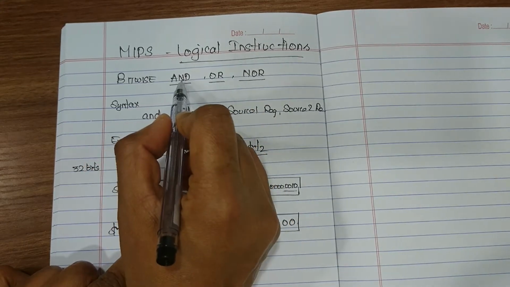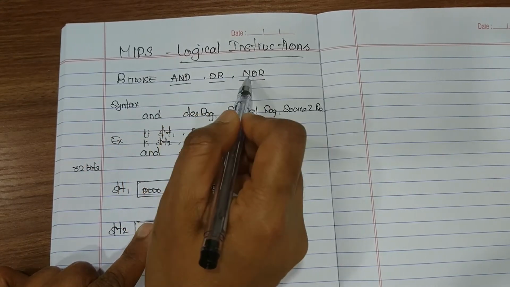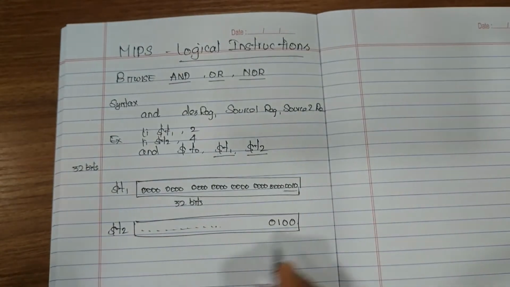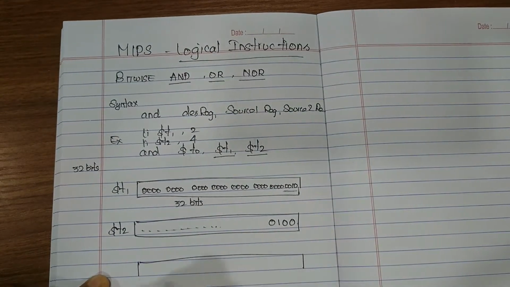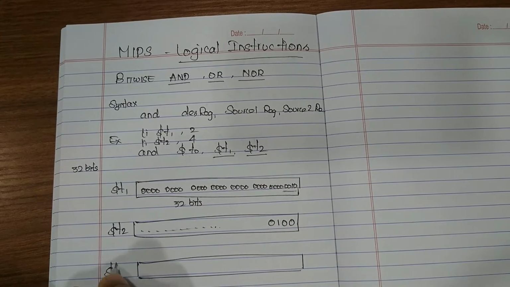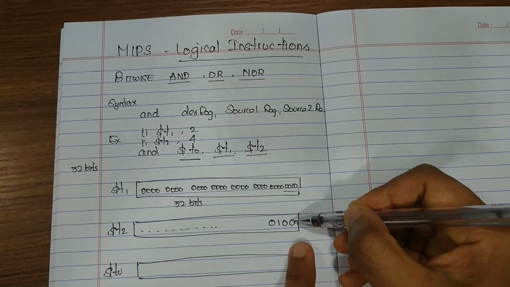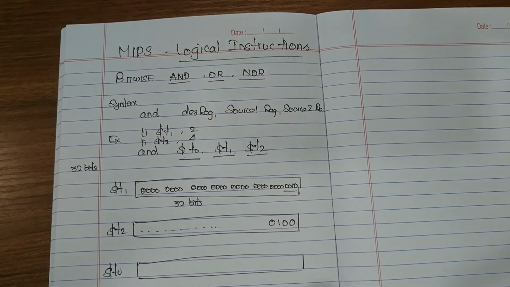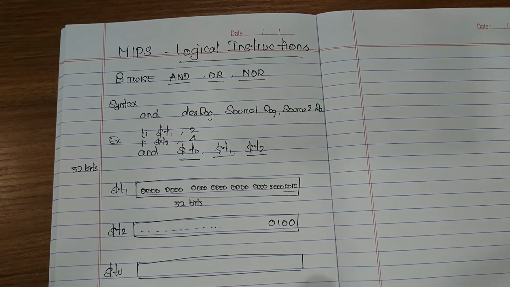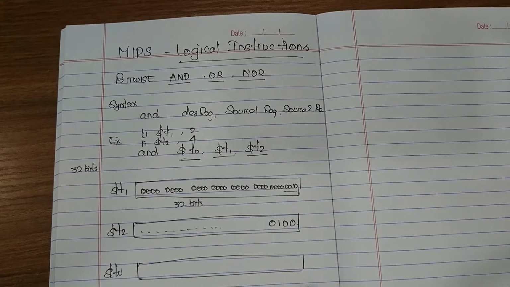Let's look into the topic: bitwise logical operations AND, OR, NOR. Okay, so when we do the bitwise AND, what will be the result in the destination register, which is $t0? This is the destination register. So you will be doing the bitwise AND. You have to remember the truth table of AND, which is: if the input is 0 and 0, the output is 0. If any one of the inputs is 0, the output is also 0. If both the inputs are 1, then you will get a 1.